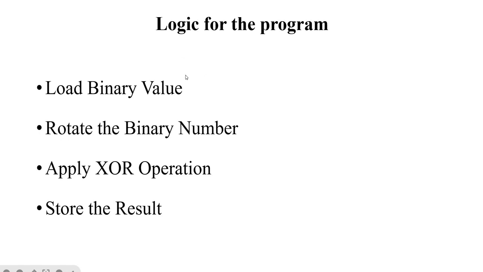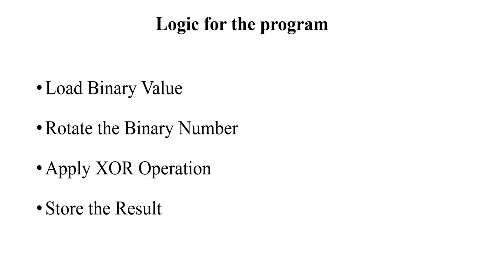Next is the logic for the program. Here, the first step is loading the binary value. So the binary number is fetched from the memory and stored in the accumulator. Then another copy is made in the register B to retain the original binary number for later use.